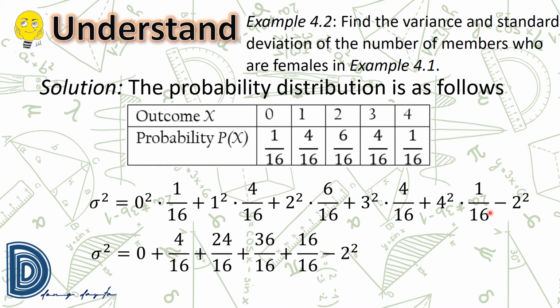Evaluating further, we will have the variance as equal to 80 over 16 minus 4, that is equal to 1. Now for the standard deviation, since it is just the square root of the variance, then the standard deviation for this data is equal to 1.